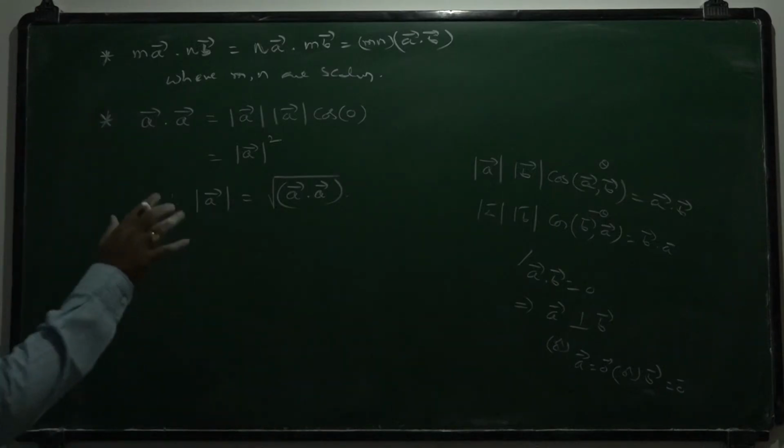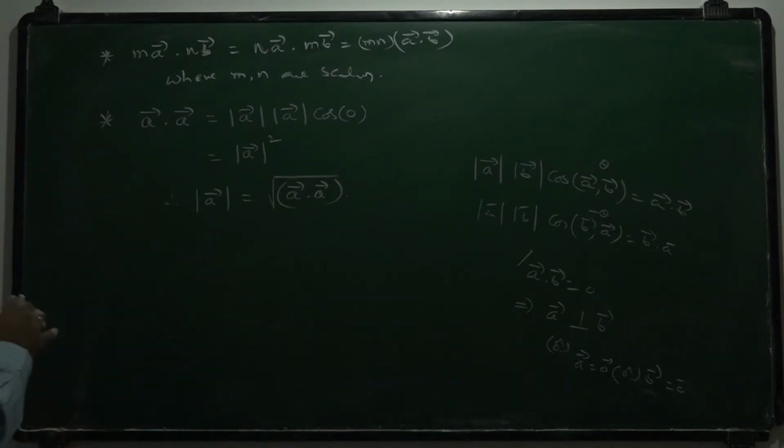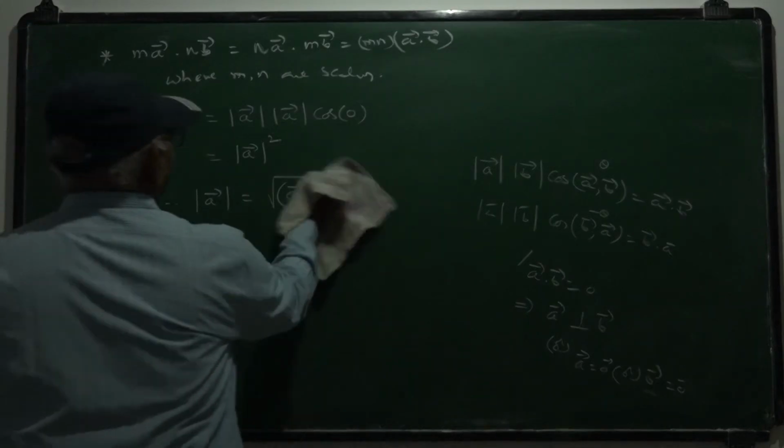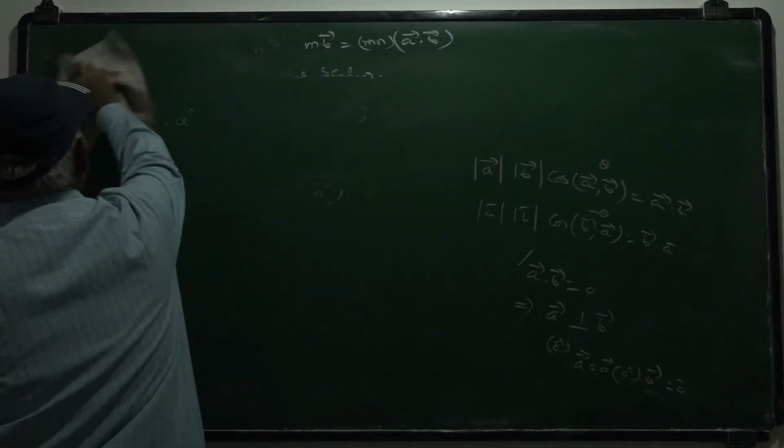So these are all important points related to the dot product or scalar product. Since the resultant of the product is a scalar, this product is called scalar product. Very important points.